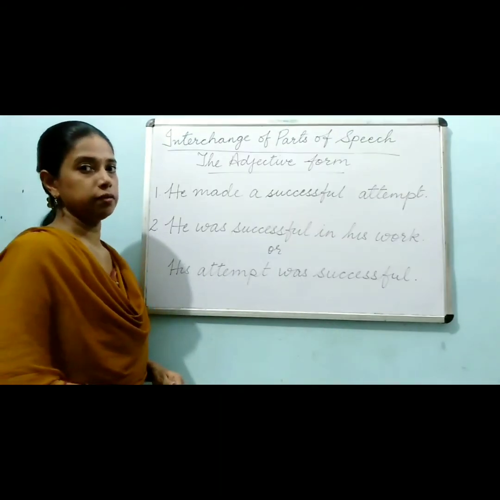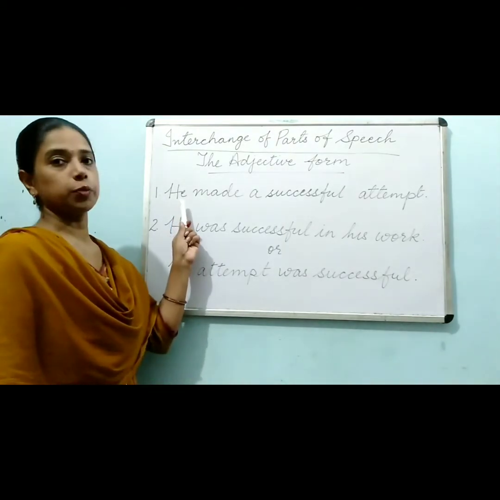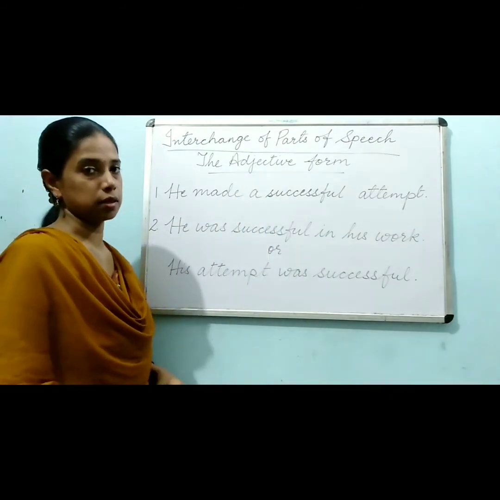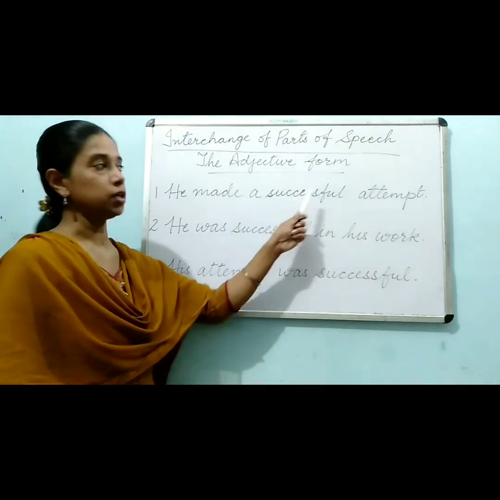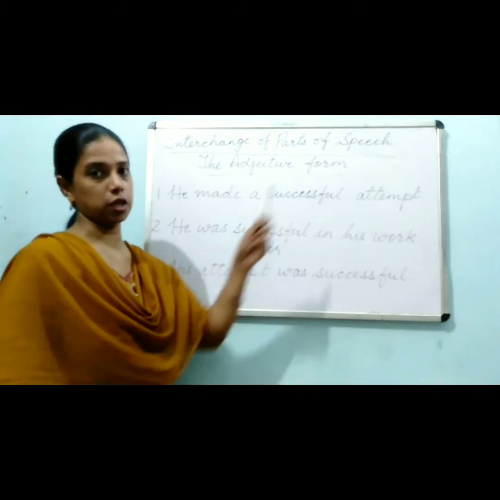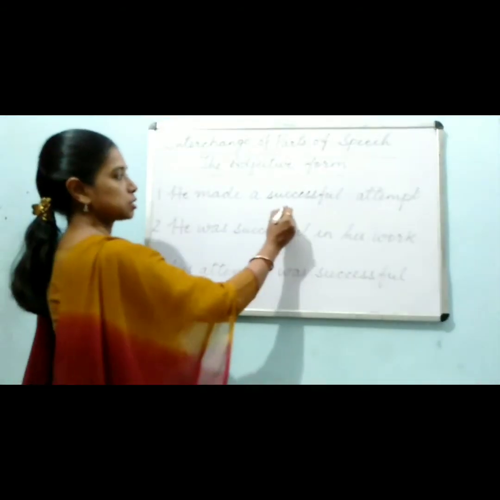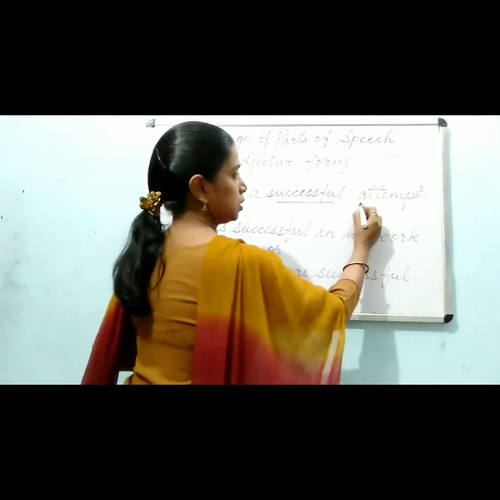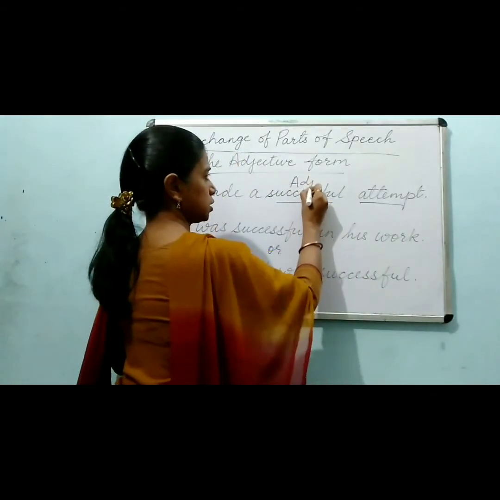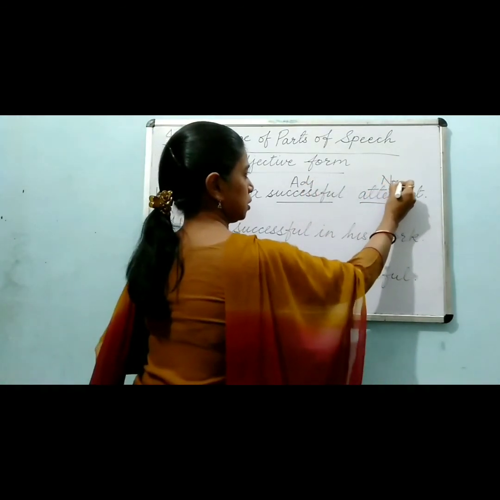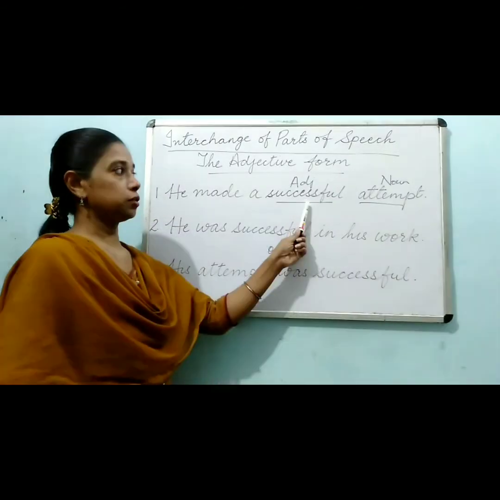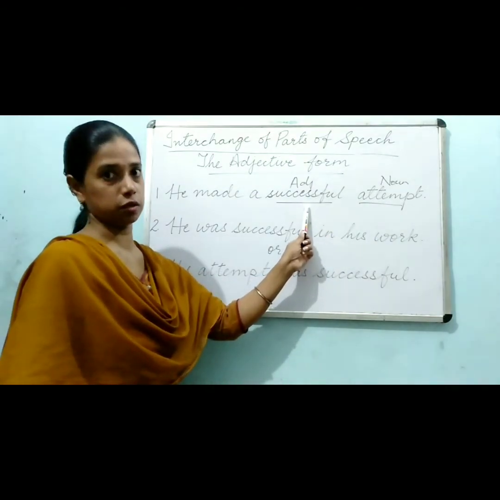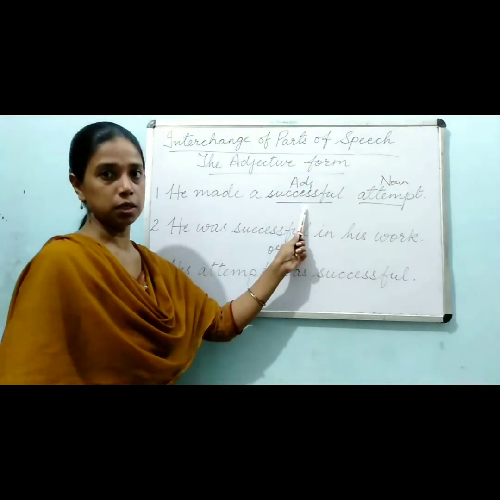Now we will learn the adjective form. Now the first point here is that we can use the adjective form in the attributive position in a sentence. Attributive position is when you use the adjective just before the noun which it is describing. So here the sentence is, he made a successful attempt. So I have used the adjective successful, and immediately after the adjective the noun has been used. So here we can say that the adjective is used in the attributive position, that is just before the noun which it is describing. So in this way you can use the adjective form in a sentence.